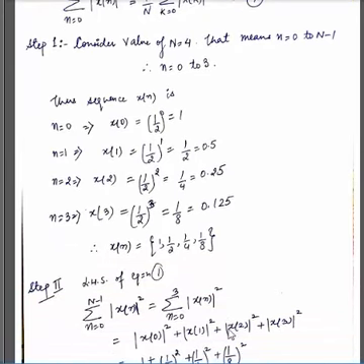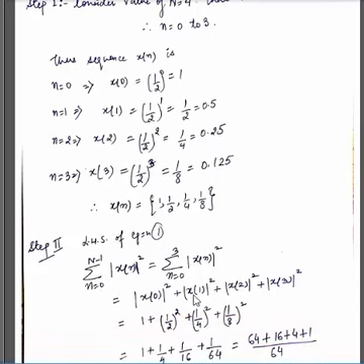Now step 2 is the left hand side of equation 1, that is summation n tends to 0 to n minus 1, absolute value of x of n whole square. But the range of n is 0 to 3. Therefore it becomes summation n tends to 0 to 3, absolute value of x of n whole square. Now expand this summation by putting n is equal to 0 to 3. First is mod x of 0 square plus absolute value of x of 1 square, plus absolute value of x of 2 whole square, plus absolute value of x of 3 whole square.